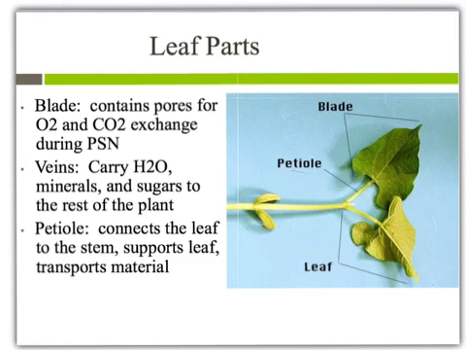A little more on leaf parts. The overall flat part of the leaf right here is called the blade. These, again, are two simple leaves, and I'll go into a little bit further detail about that in a couple slides. The leaf stem is called the petiole, and the combination of the petiole and the blade collectively, and that's what you see down here, is called the leaf. Veins, again, carry water, minerals, and sugars to the rest of the plant.